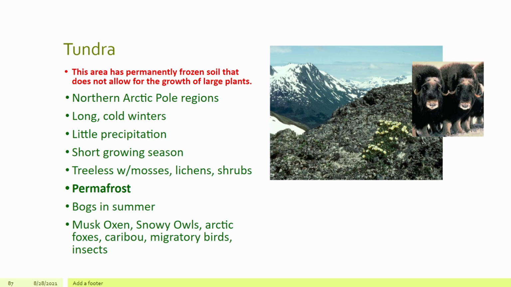We see mosses, lichens, shrubs. And again, that permanently frozen soil, that's called permafrost. Also, areas that do have water tend to form bogs in the summer. And then we see types of organisms like oxen, owls, Arctic foxes, caribou, and migratory birds and insects.